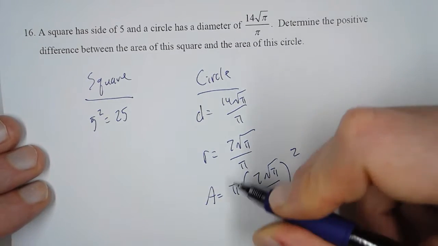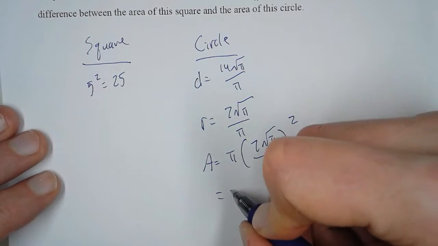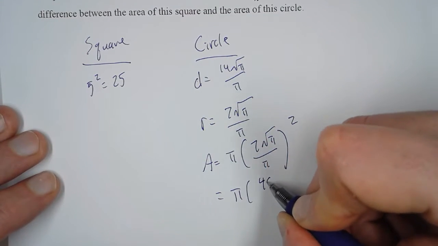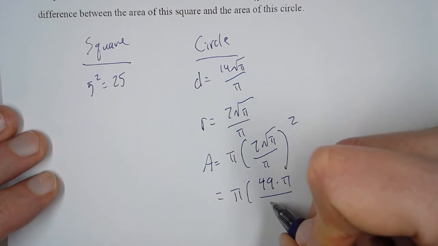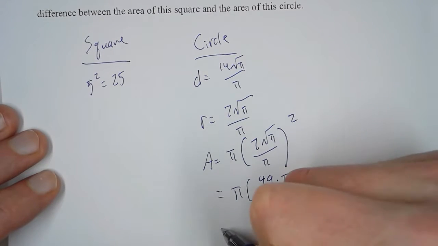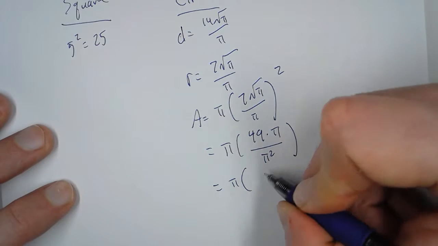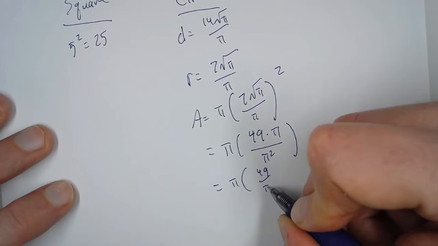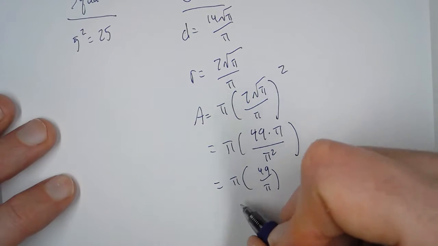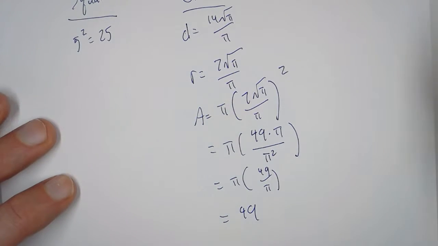So when we square everything inside, we get 49 times pi on top over pi squared on the bottom. So one of these pi's cancels. So we're left with 49 over pi. And then these pi's will cancel, leaving 49.